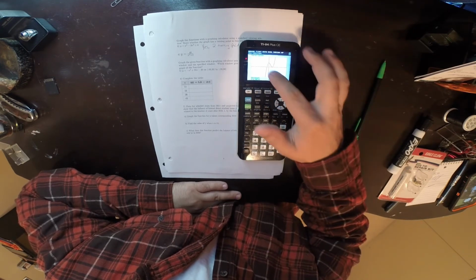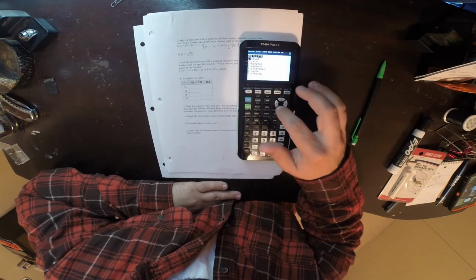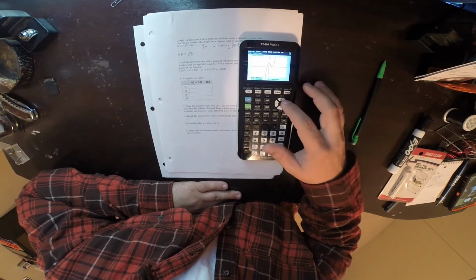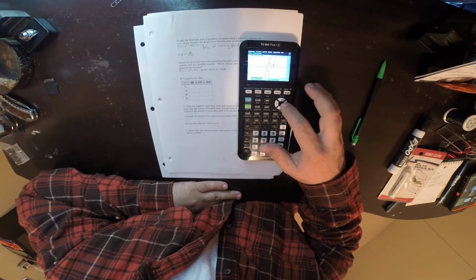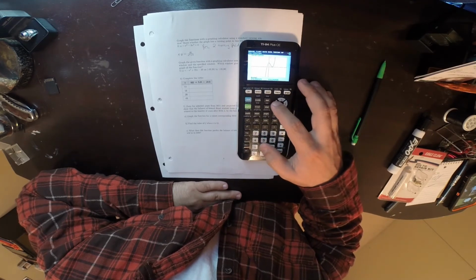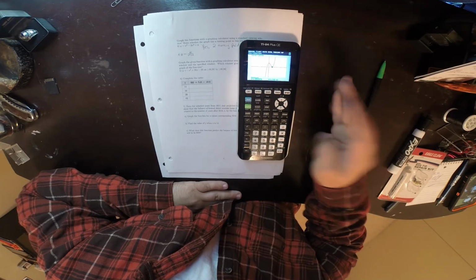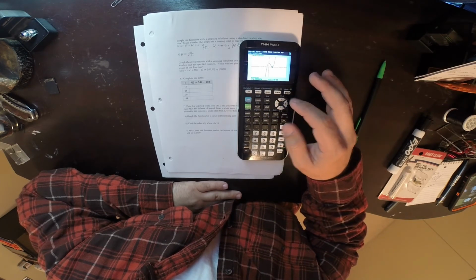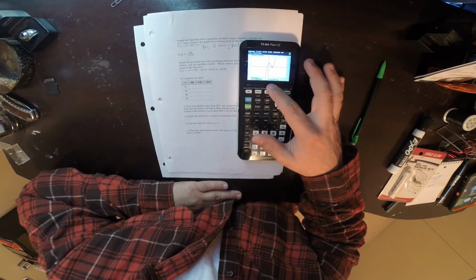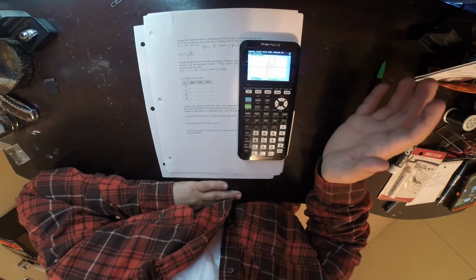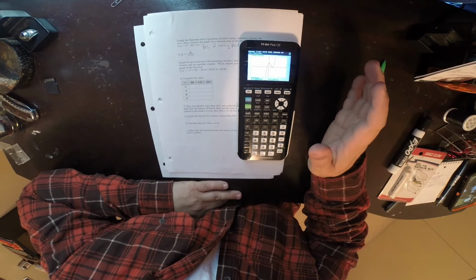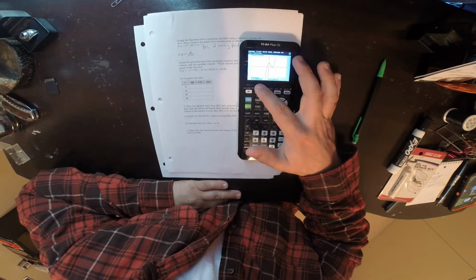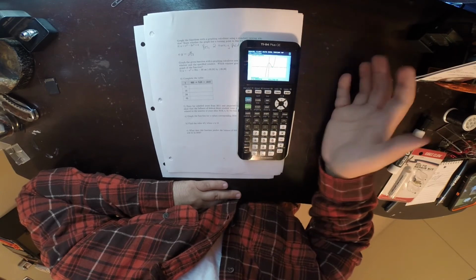Now if I wanted to find my minimum turning point, I would second calc minimum and do the same thing. I would be left of it, hit enter, right of it, hit enter, guess, hit enter again, and I get the minimum is x equals 1.99999 and y equals 1.3 e to the negative 11. Now you might get something a little different depending on which brand and style calculator you have, but essentially what this means is x equals 2, y equals 0.